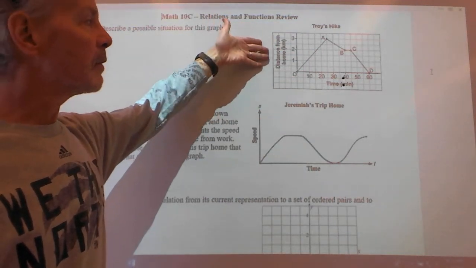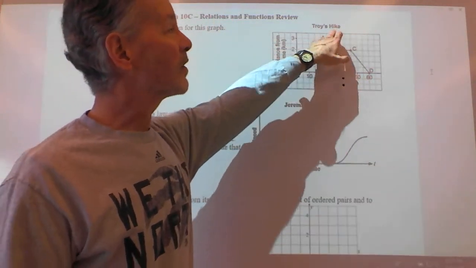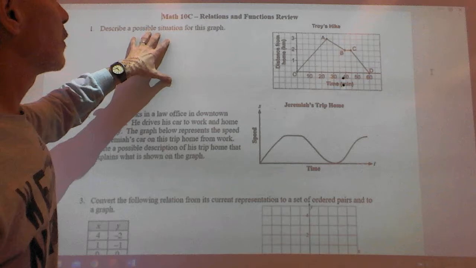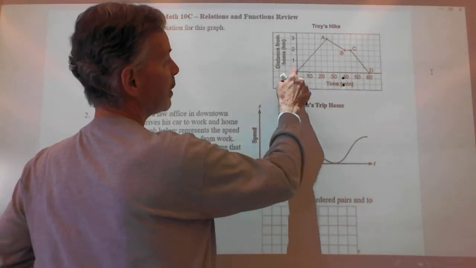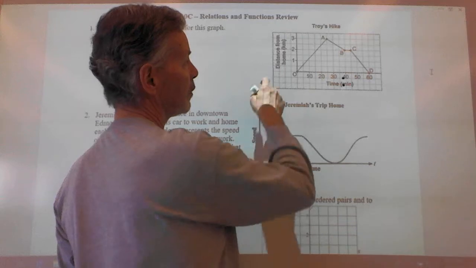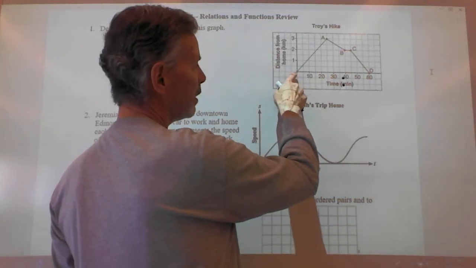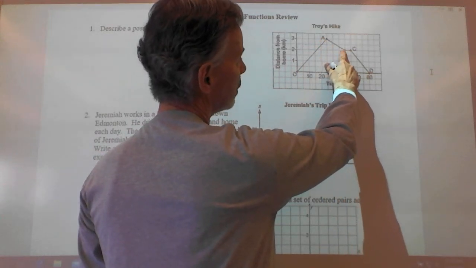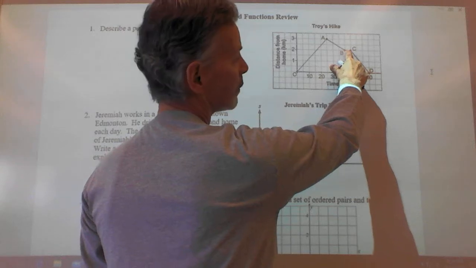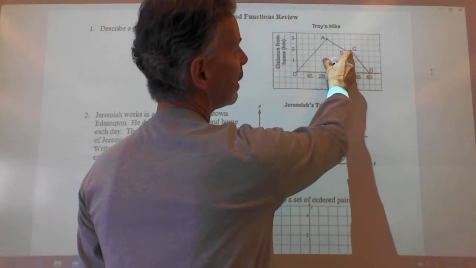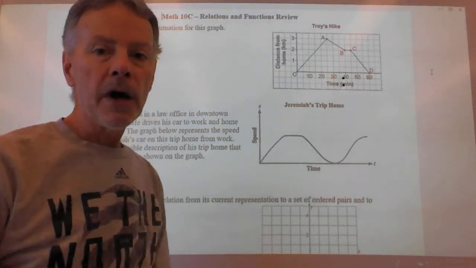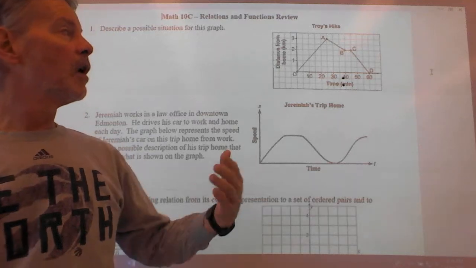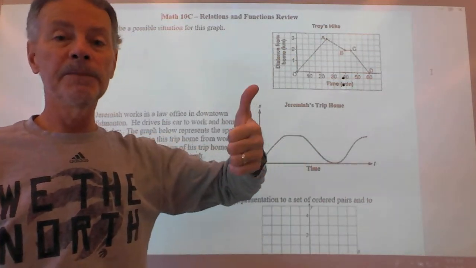So we have distance from home, we have time in minutes. It's called Troy's hike, so he's probably hiking. So to describe a possible situation, you could say Troy starts out at home because it's at zero distance from home. He hikes to the park. He hikes partway back and stops at the store. He gets something to eat and sits in front of the store and eats his tasty candy bar. And then he returns home. Okay? There's a million different correct answers for this. So long as your description fits the graph, you're good.